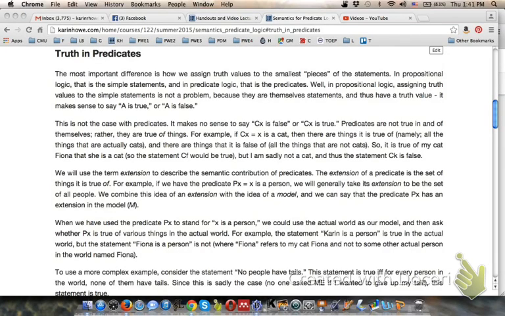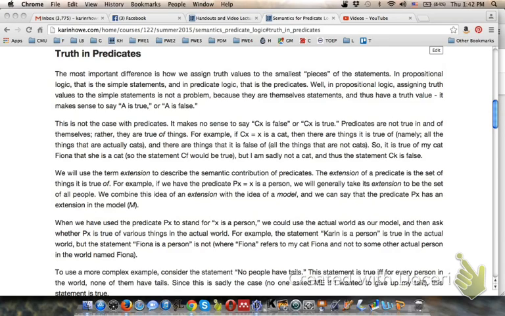This video will explain how we can understand the concept of truth in predicate logic statements. So the most important difference between propositional logic and predicate logic is how we assign truth values to the smallest pieces of the statements. In propositional logic, the smallest pieces of the statements are the simple statements, and in predicate logic, the smallest pieces of the statements are the predicates.